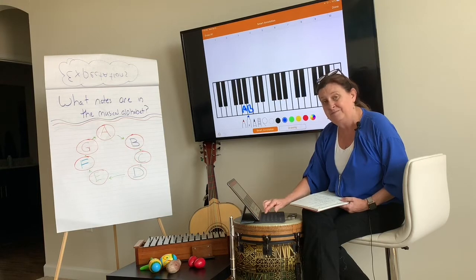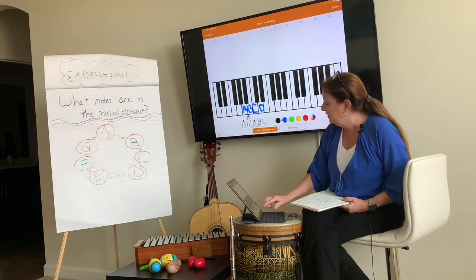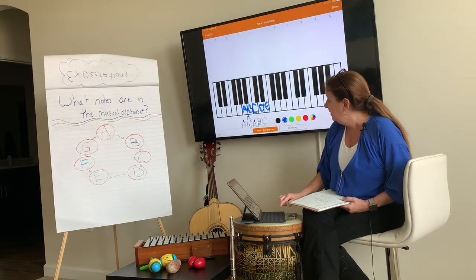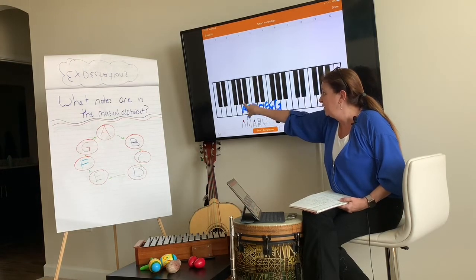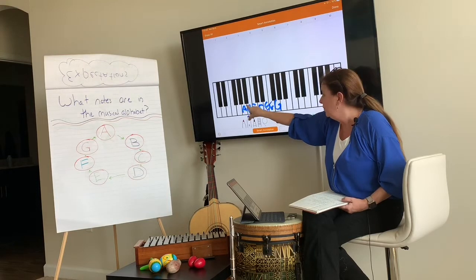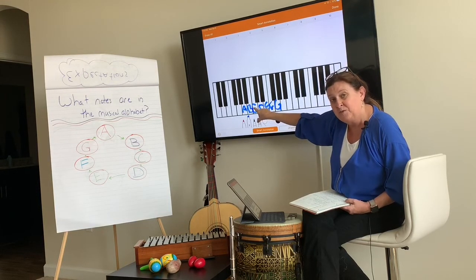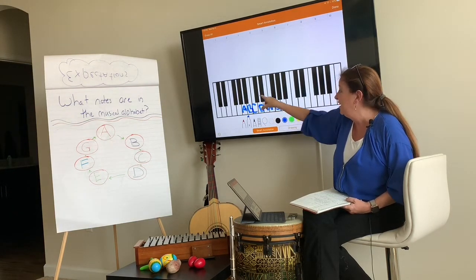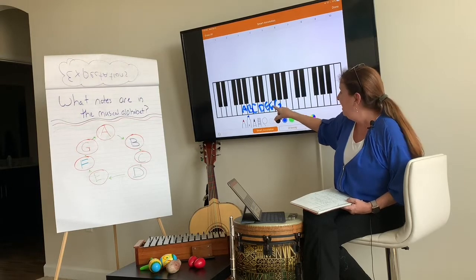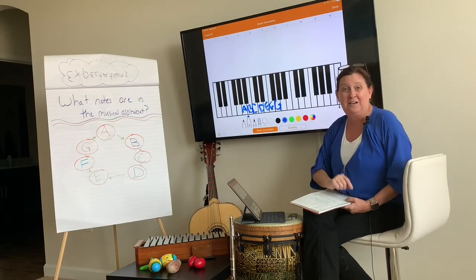B, C, D, E, F, G. See how A is right here in the group of three? You're on the right-hand middle side. B is at the top of the group of three. C is at the bottom of the group of two. D is in the middle of the group of two. E is at the top of the group of two. F is at the bottom of the group of three. And G is in the left-hand middle side of the group of three.